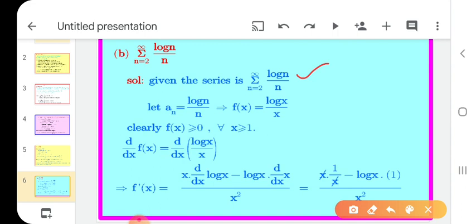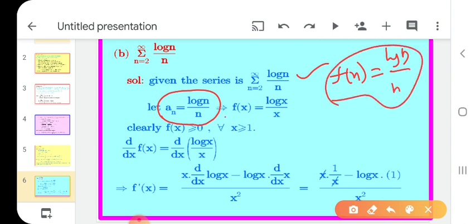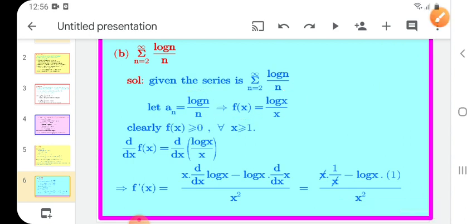See, the given series is summation n equals 2 to infinity of log n by n. First let an equal log n by n. That implies f of n equals log n by n. If f of n equals log n by n, what is f of x? Log x by x. This is the value of f of x. First we have to find whether the function is decreasing or not, and whether all the terms in this series are non-negative or not.